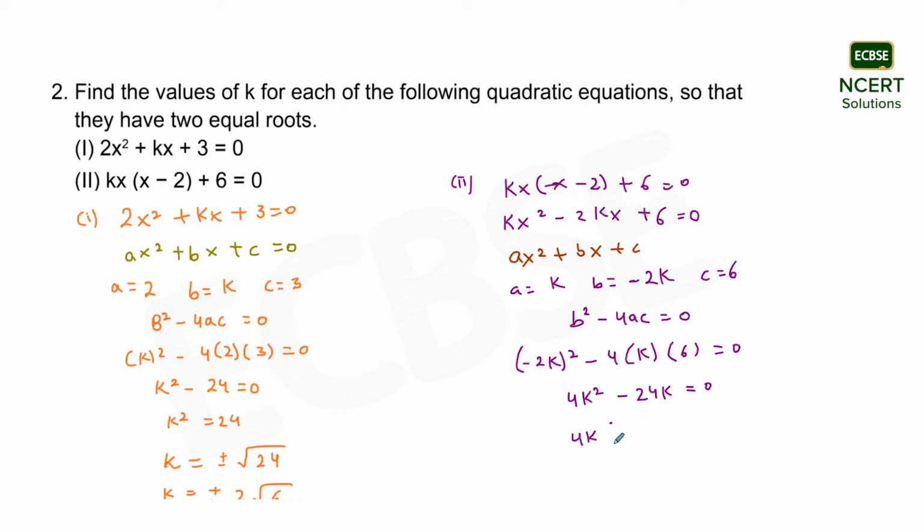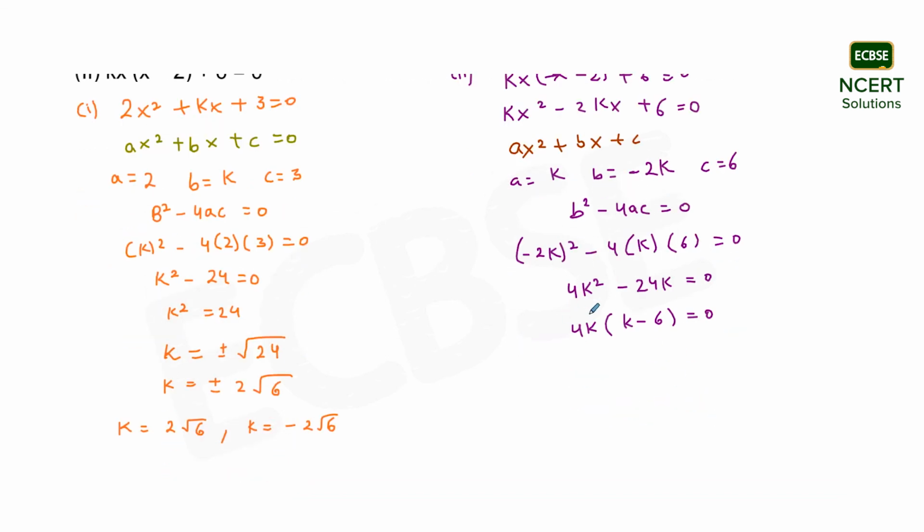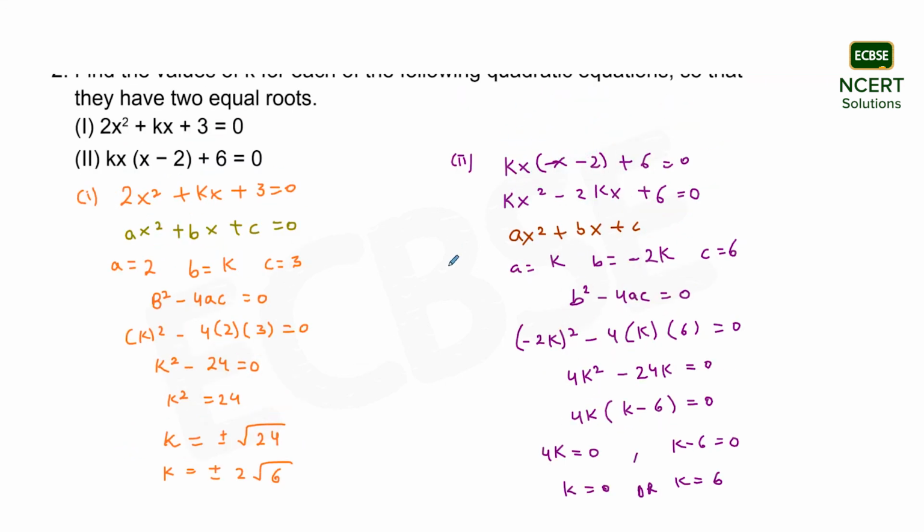Taking 4k common from both the terms, in the bracket I will be left with k minus 6 which will be equal to 0. So the product will be equal to 0 if either of the terms becomes 0, that is, 4k equals 0 or k minus 6 equals 0. So from here k will be equal to 0 and from here k will be equal to 6. So the two values for the variable k such that the quadratic equation has equal roots come out to be 0 and 6 respectively.